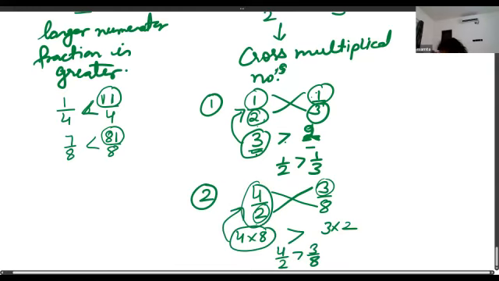Ma'am, is this for every unlike fraction when we are comparing? Yes, this is for all types of unlike fractions. For like fractions, you can easily tell by seeing the numerator. But for unlike fractions, we cannot tell directly by seeing the numerator. So we have to cross multiply. Whichever cross multiplication is more, the corresponding fraction of that multiplication would be greater.